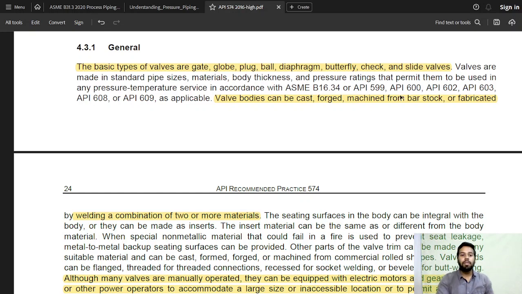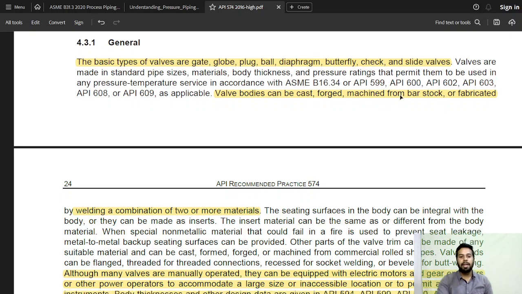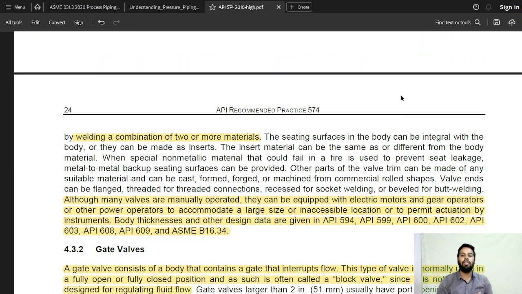So the basic types of valves are gate, globe, plug, ball, diaphragm, butterfly, check, and slide valves. Valve bodies can be cast, forged, machined from bar stock, or fabricated by welding a combination of two or more materials.